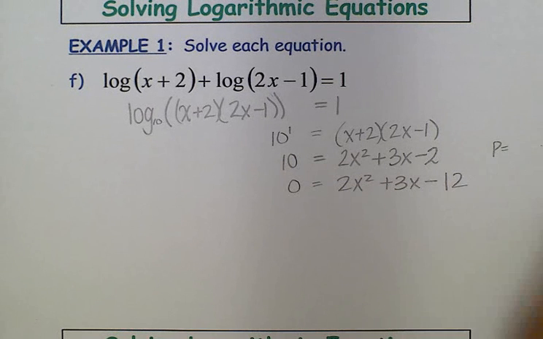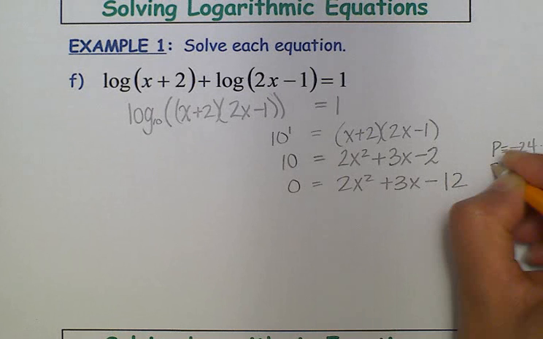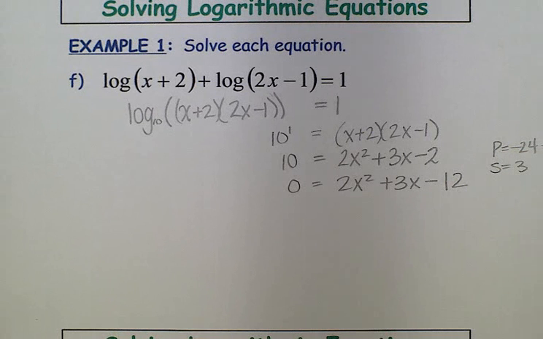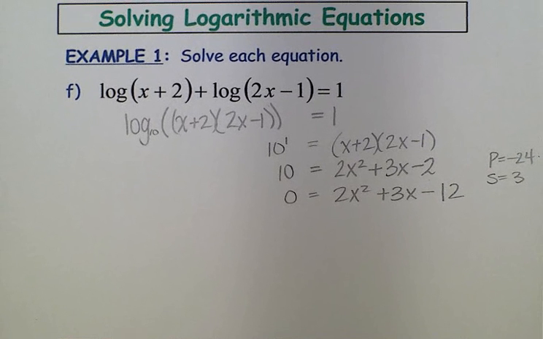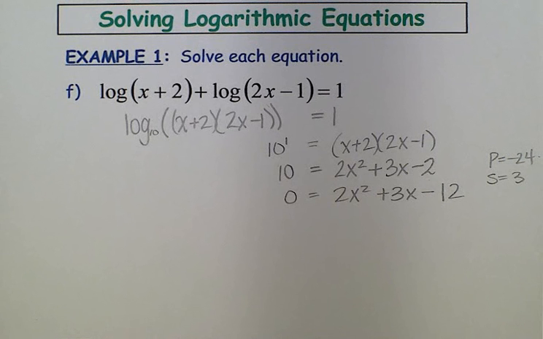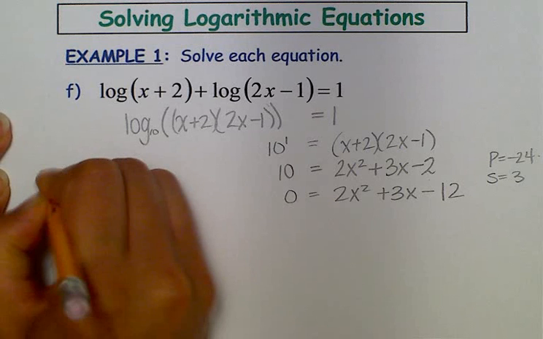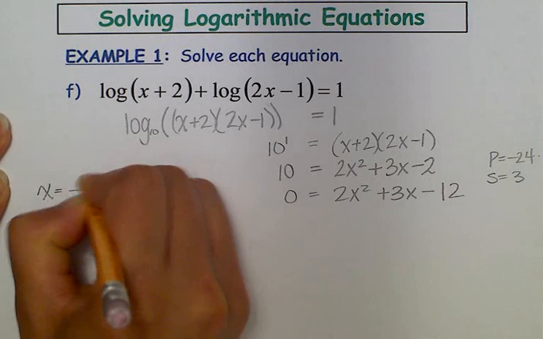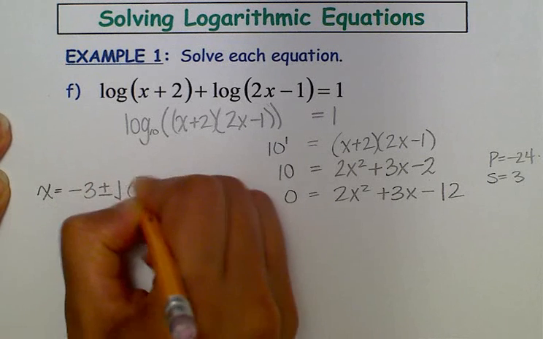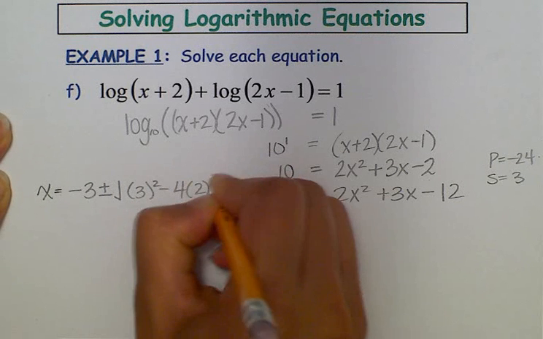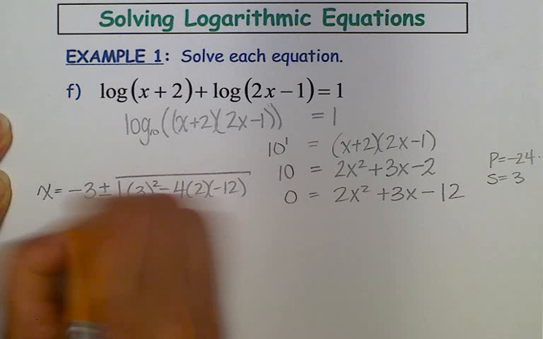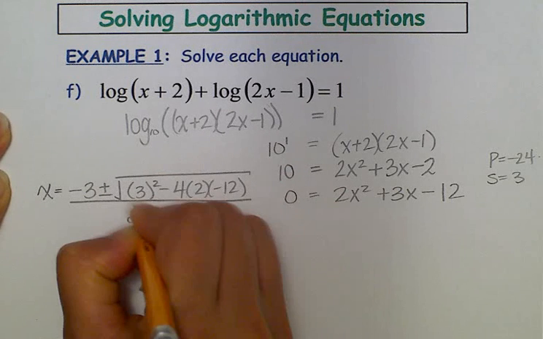So the product would be negative 24, the sum would be 3, and if we think about this, I don't think there's a pair of numbers that will satisfy this equation. So if it's not factorable, your other option is to solve using the quadratic formula. So let's do that. x equals negative b plus or minus the square root of b squared minus 4ac all over 2 times a.